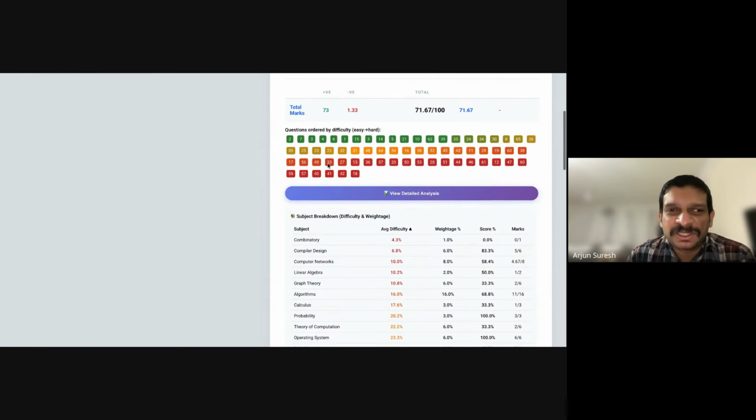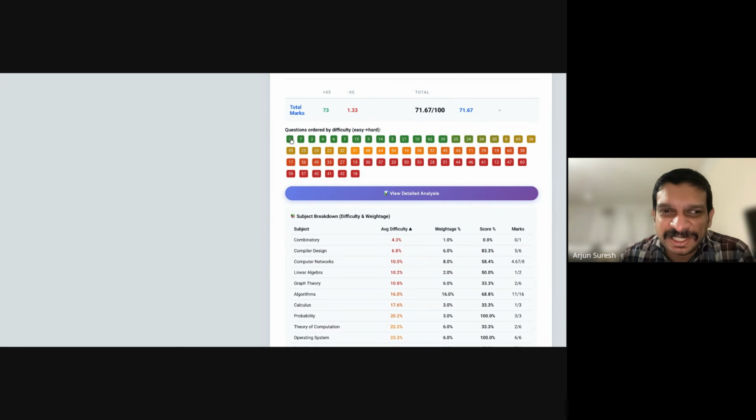So this is a new feature. Here we have all the 65 questions, but sorted in the order of difficulty. How do we define the difficulty of a question? What we have used is the average mark scored in that question divided by the total marks available for the question, so that the 2 mark questions do not have any advantage here.